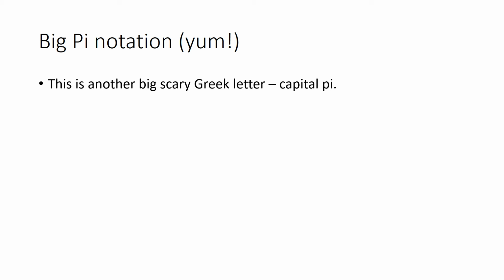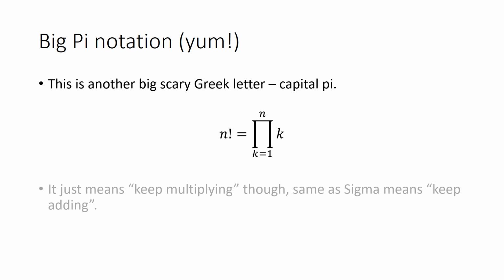And now we've got big pi notation. Now I quite like a big pi, but this is another big scary Greek letter, capital pi. A little bit different from lowercase pi, which is the number 3.14159, etc. Big pi is used to represent something similar to big sigma, but instead of repeatedly adding stuff, we're repeatedly multiplying stuff. So for example, the factorial function can be defined like this. N factorial is equal to big pi of k from k equals 1 up to n. Bit of a mouthful, but it just means keep on multiplying by k from 1 to n.